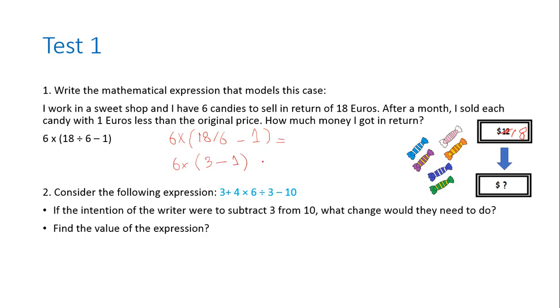Now we still have the brackets, so we continue with the operations inside the brackets to get 6 multiplied by 2, and this gives us 12, which is the price I sold all candies with after 1 month has passed.